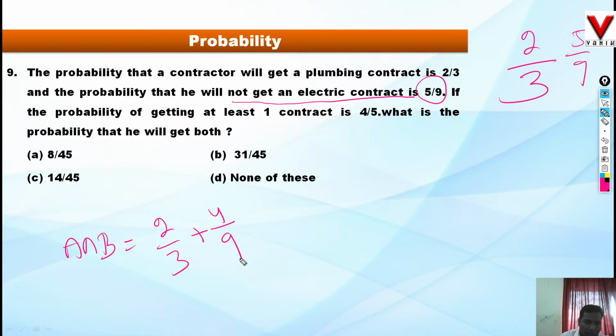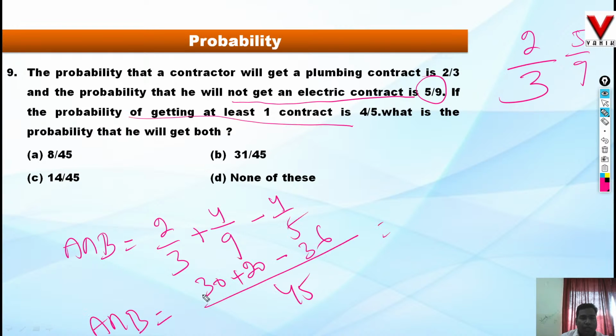The LCM is 45. Then 15 threes are 45... 15 twos are 30. 9 fives are 45, 5 fours are 20. Minus 9 fours are 36. 30 plus 20 is 50, minus 36. 50 minus 36 is 14. 14 by 45. Option C is our correct answer. Clear? Come to the next number.